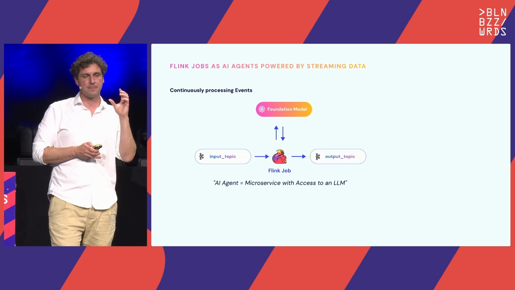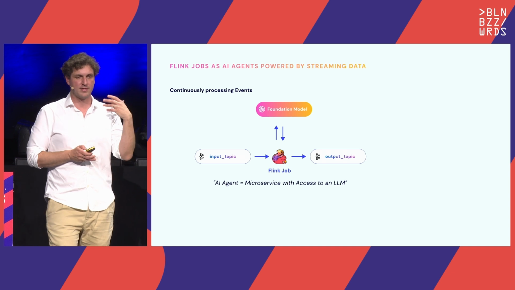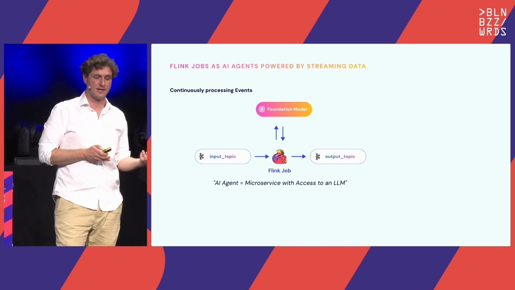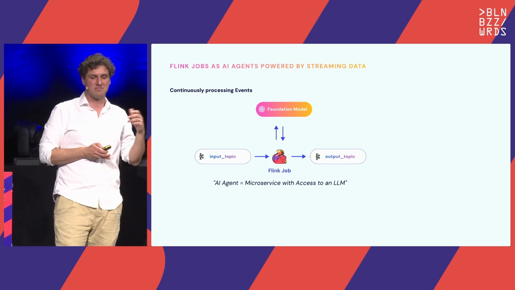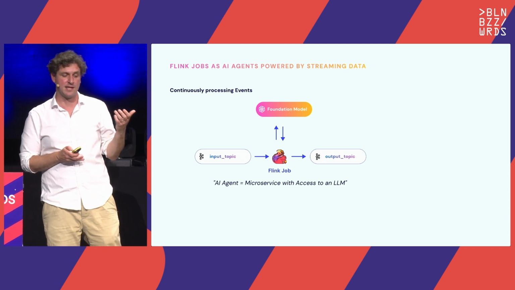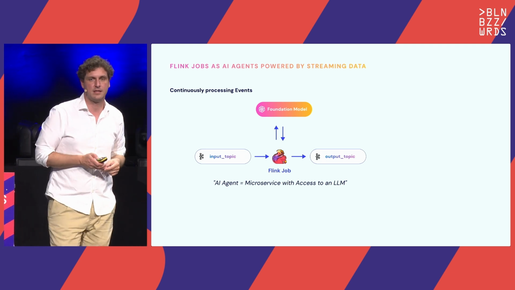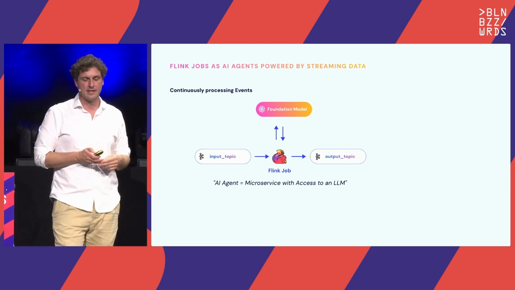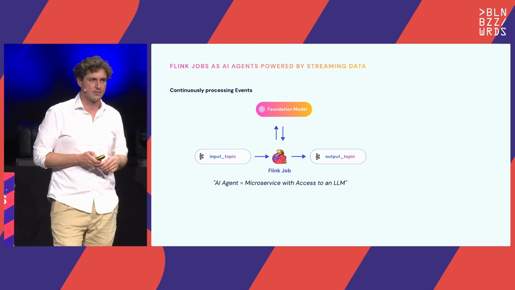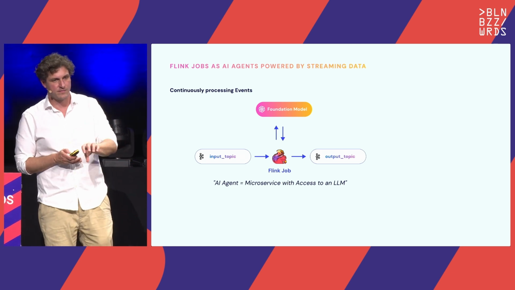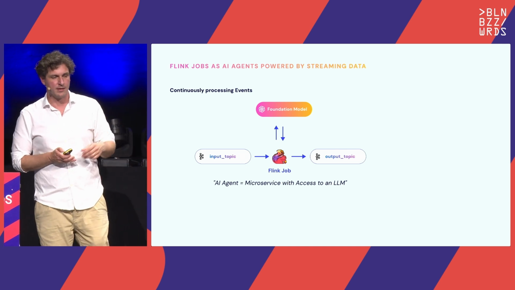So now let's look at how specifically Flink jobs can be seen as AI agents, looking at events and continuously processing these events. Starting from a very basic definition of an AI agent, you can see it as a microservice with access to an LLM. You can think of a Flink job being able to read from an input topic, invoke a foundation model, and write to an output topic. In that sense, I would say this fulfills the really basic requirement to see this as an agentic experience, specifically since inside the Flink job you can run stateful computation over unbounded data.